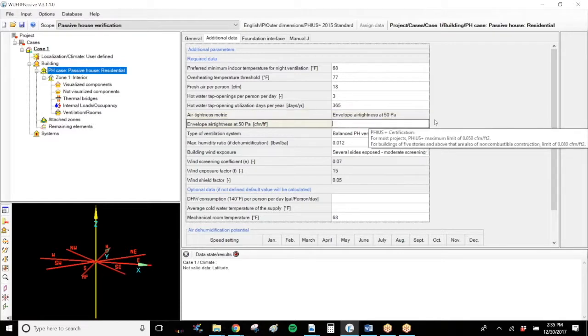And the entry below it shows the envelope air tightness at 50 pascals. And I would recommend always, for pre-certification or for initial modeling, using the highest limit for PHIUS+ 2015, which at this point is 0.05 CFM per foot squared of envelope area at 50 pascals. You can always aim for a lower air tightness, but modeling up front with the 0.05 is usually the safest.